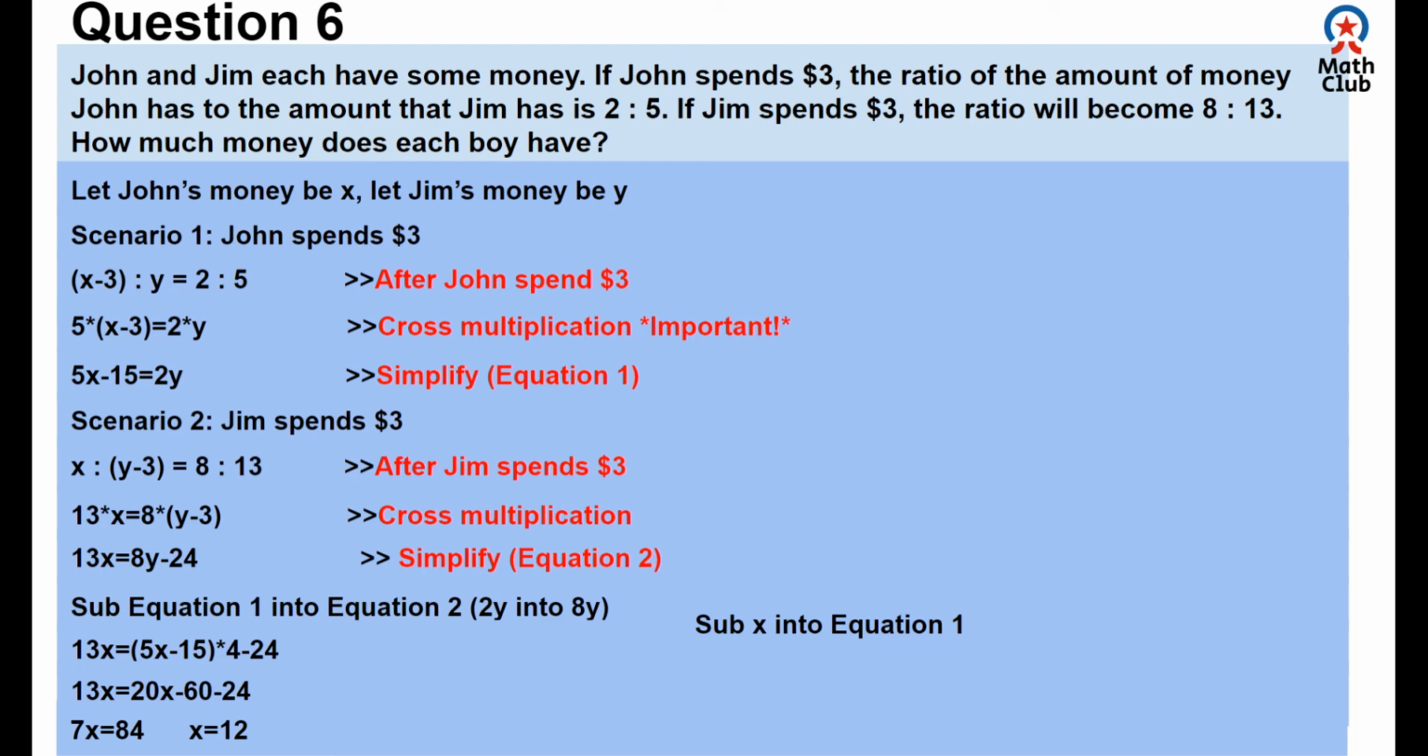So we're going to sub x into equation 1, where we can derive y, because remember we're trying to get what is x and what is y. So 60 minus 15 equals 2y. And 2y equals 45, so y equals 22.5. Remember to put a 0 because this is dollars and we must put a 0 behind.